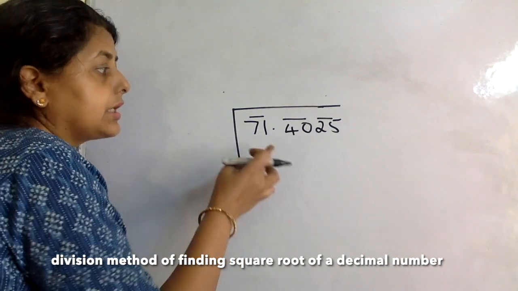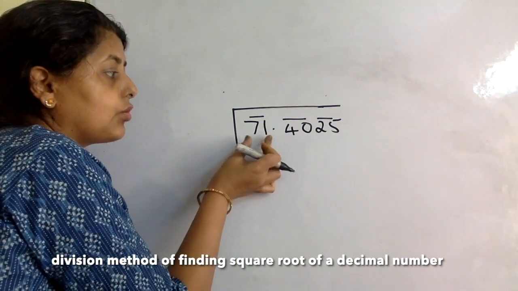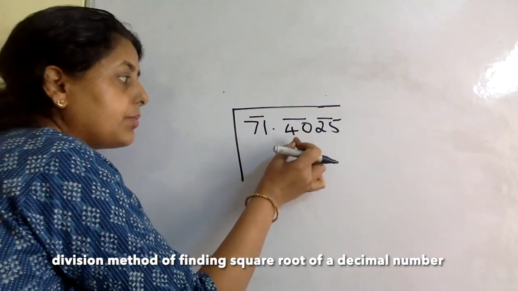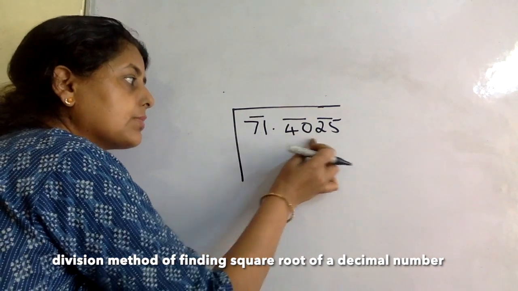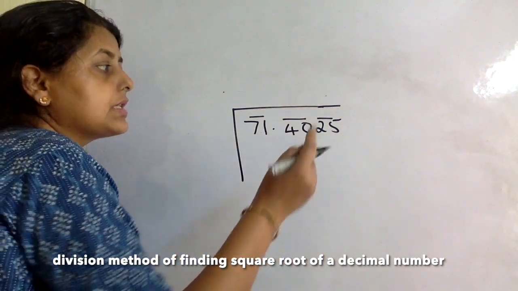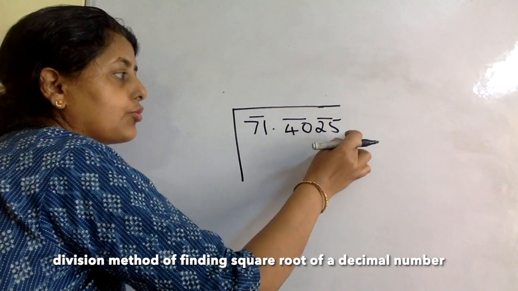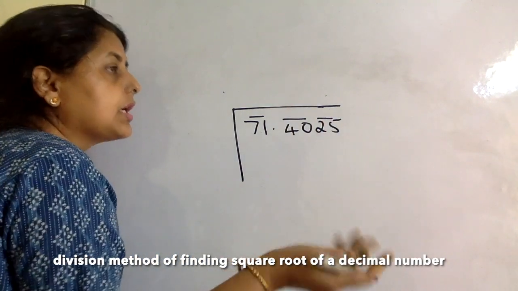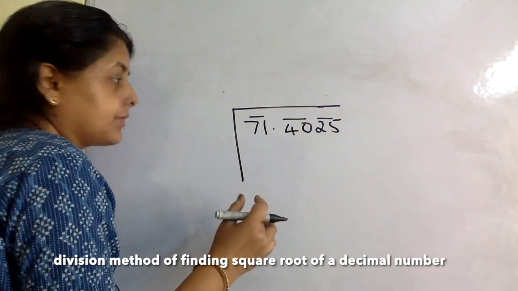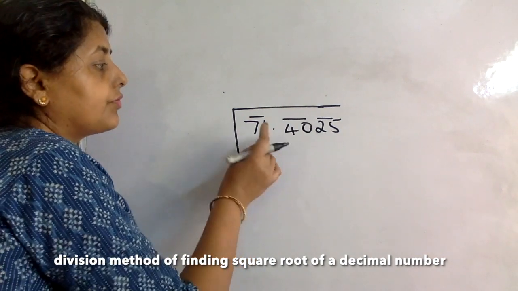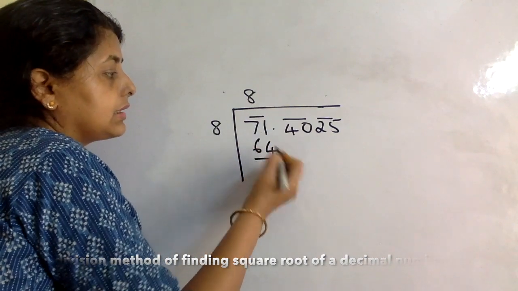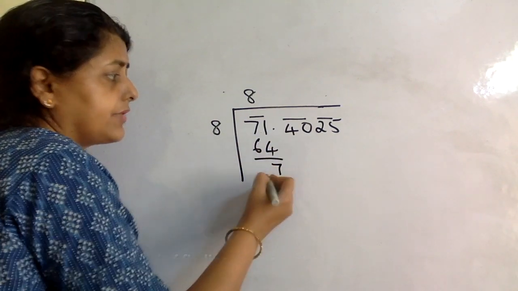Now remember, if we are pairing a decimal number, for the whole number part we pair from the right to the left. For the decimal part we start pairing from the decimal point and go towards the right. If there is any digit left without a pair, supposing there is one more 3 here, we can easily put a 0 after that and make a pair out of it. That is the reason. Now we'll start with 8 into 8, 64, and then this is a 7.